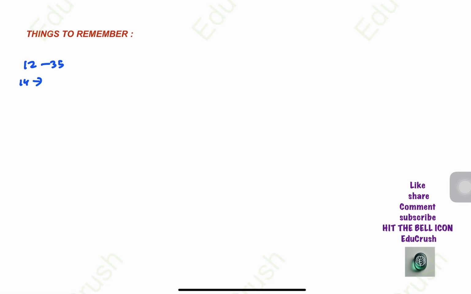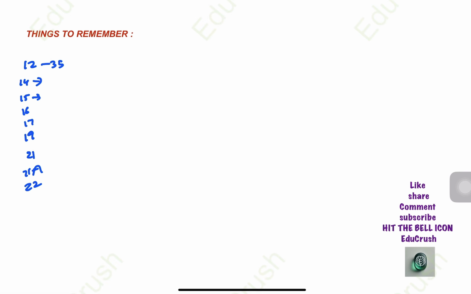And 15, no discrimination on religion, caste, sex. Next, 16, equal opportunity in public jobs. Article 17, abolition of untouchability. 19, freedom of speech, expression, etc. 21, protection of life and liberty. 21A, right to education, RTE.